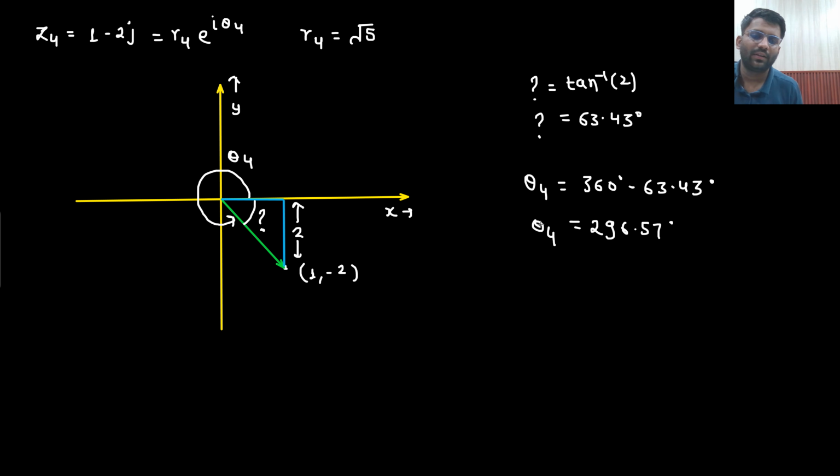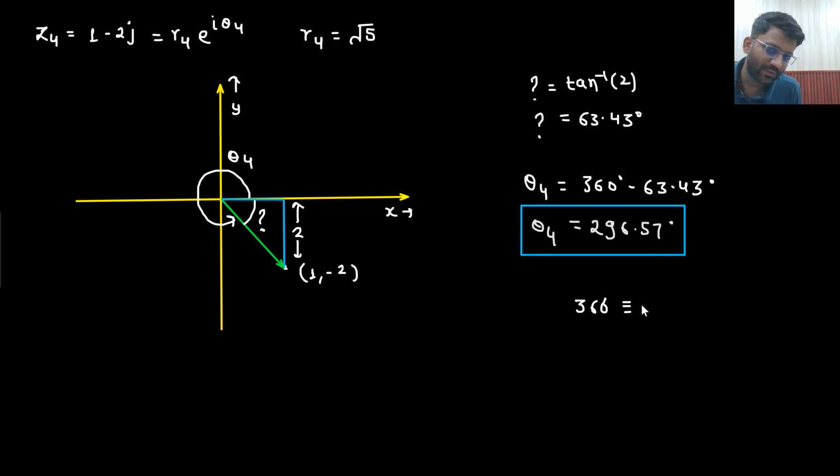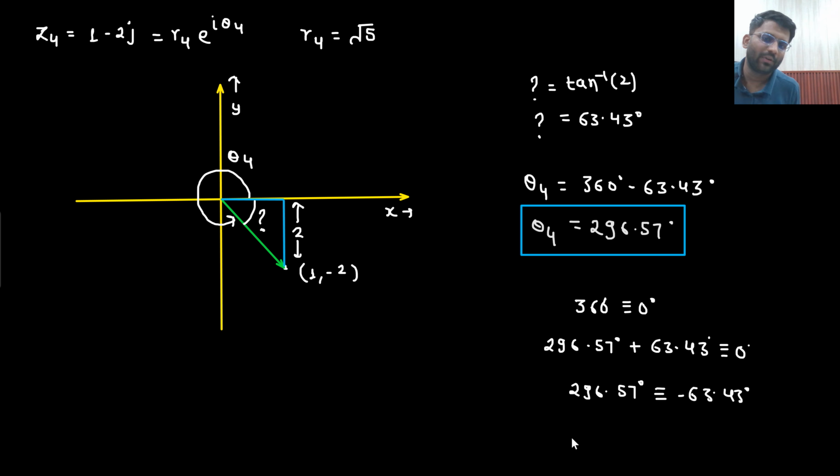Does it look good to you? No. What you can do? I know that 360 degree is equivalent to 0 degree, so I can break it like this: 296.57 degree plus 63.43 degree is equivalent to 0 degree. So from here I can see that 296.57 degree is equivalent to minus 63.43 degree. What does that mean, sir? That theta 4 could be written as minus 63.43 degree as well.